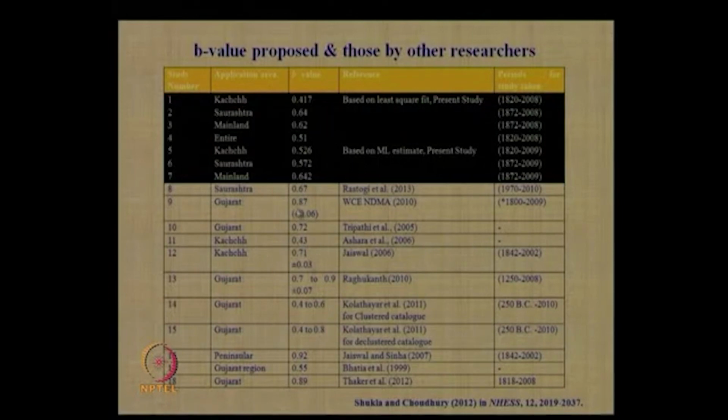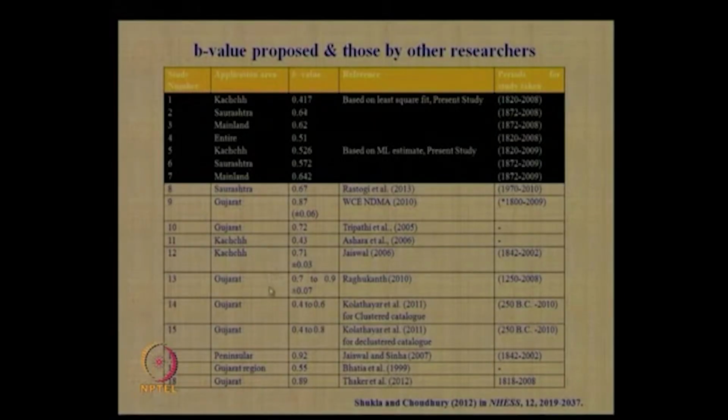So, they have suggested 0.87 as a B value, which is pretty on the higher side, as you can see, with a plus minus of 0.06, and they mentioned that they used earthquake data from 1800 to 2009 for the analysis. Whereas, Tripathi et al. in 2005 proposed again for entire Gujarat a B value of 0.72, whereas for the Kutch region Ashara et al. in 2006 proposed a B value of 0.43, which is again very close to our observation of 0.417.